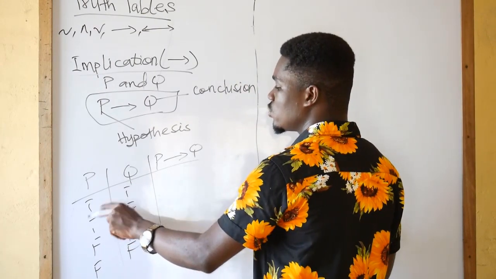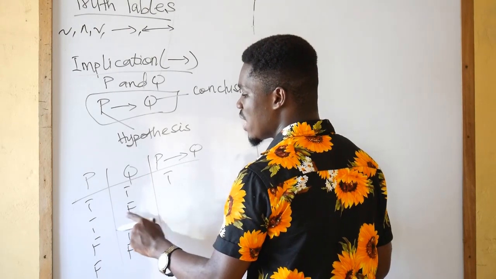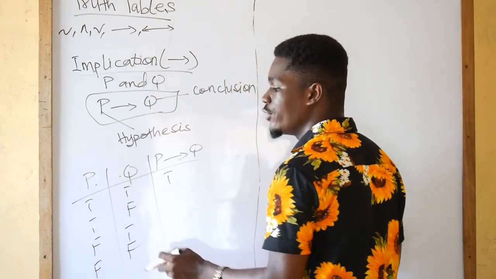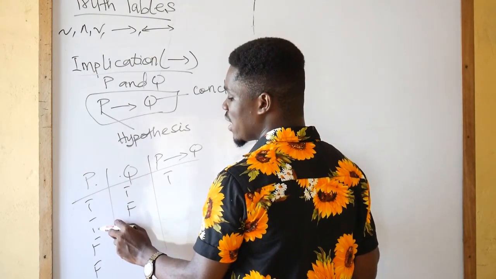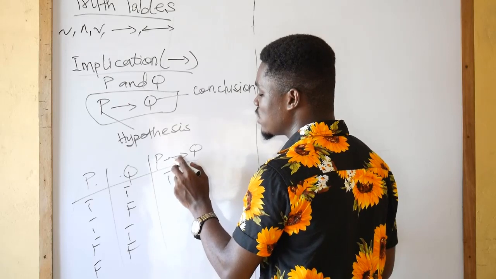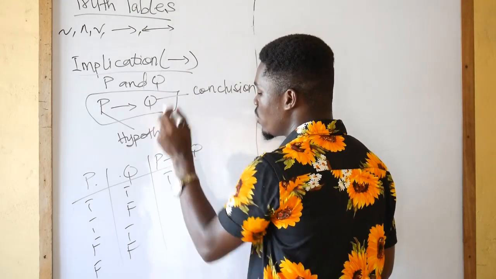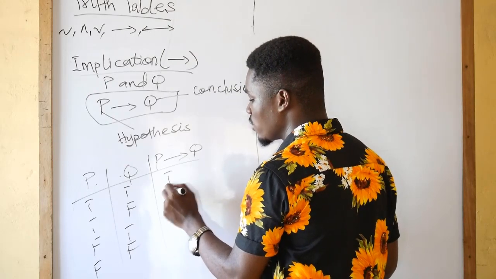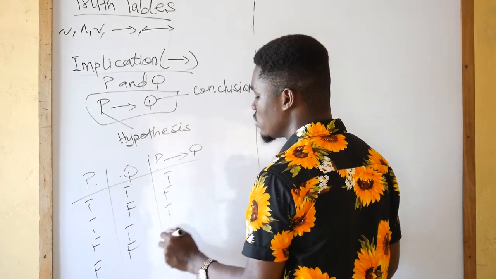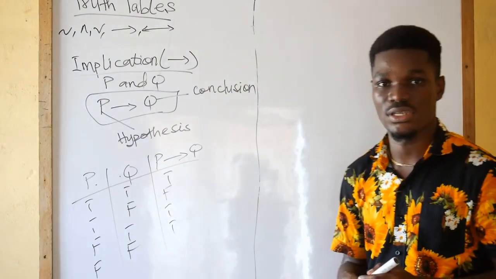So true, true returns true. True, false: here our P is the hypothesis and our Q is the conclusion. Since the hypothesis is true and the conclusion is false, this operator will return false. False, true returns true, false, false returns true. That is the logical implication.